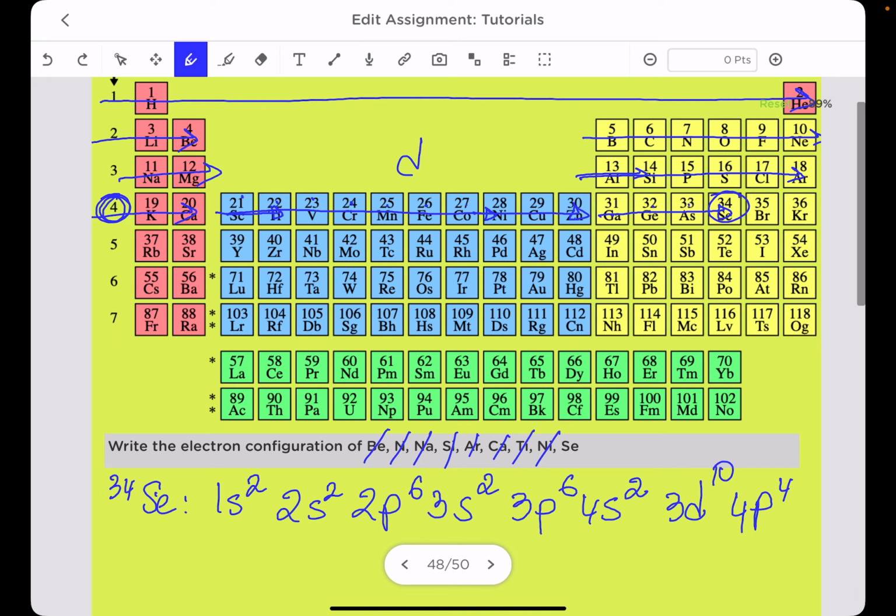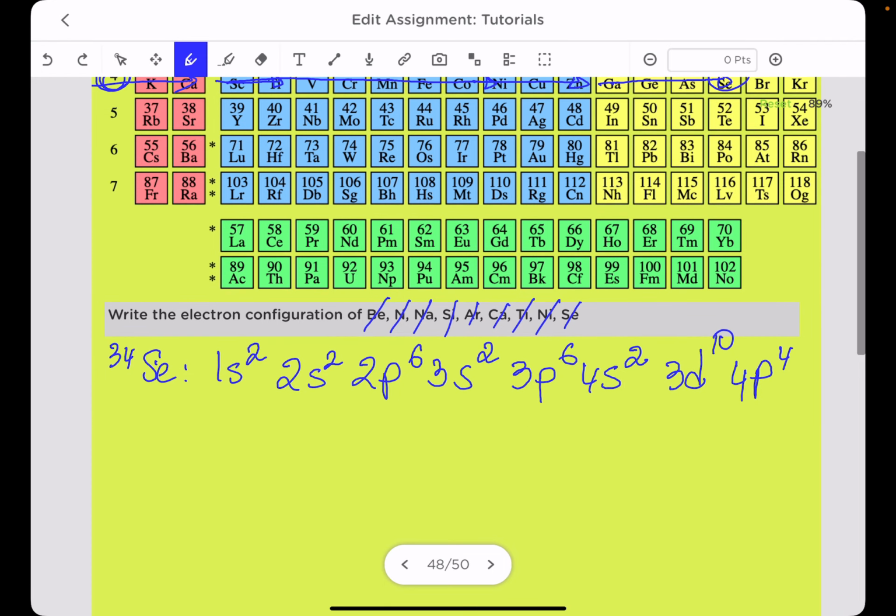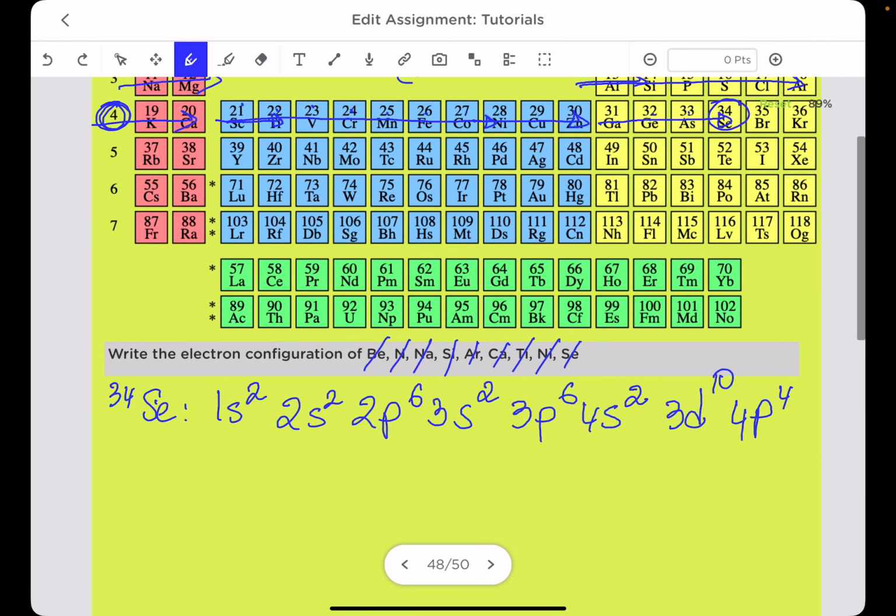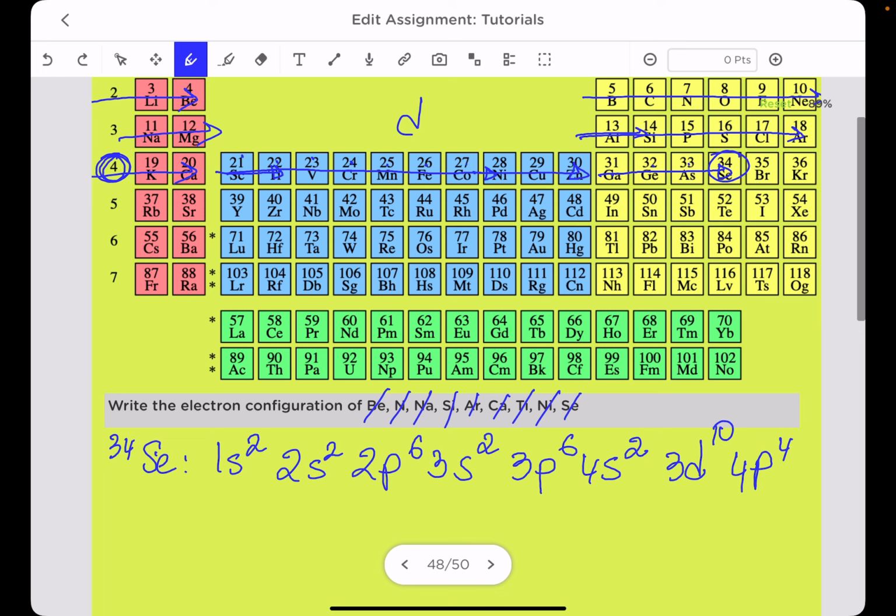Let me just start taking more complicated stuff. Say I want to write the electron configuration of yttrium, okay? So yttrium is the one, I'm going to change color, is the one over here. What do I do in this case?